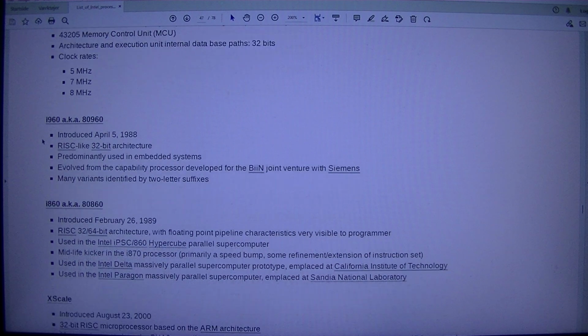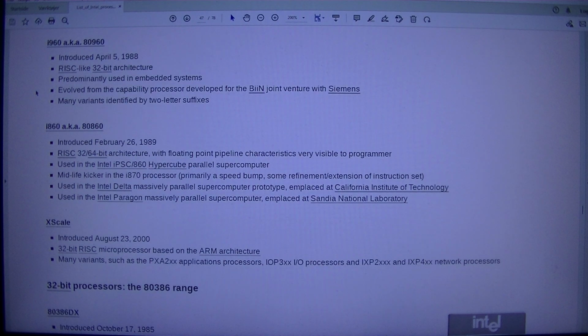8 MHz. i960, aka 80960. Introduced the 5th of April, 1988. RISC-like 32-bit architecture. Predominantly used in embedded systems. Evolved from the capability processor developed for the BiiN joint venture with Siemens. Many variants identified by two-letter suffixes.